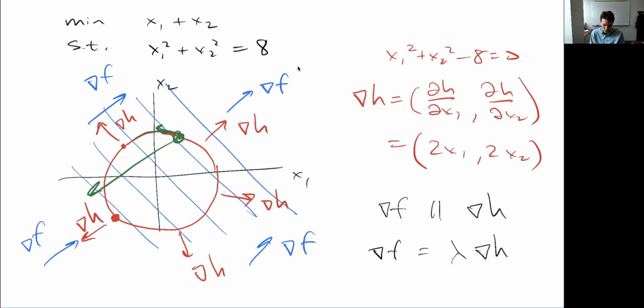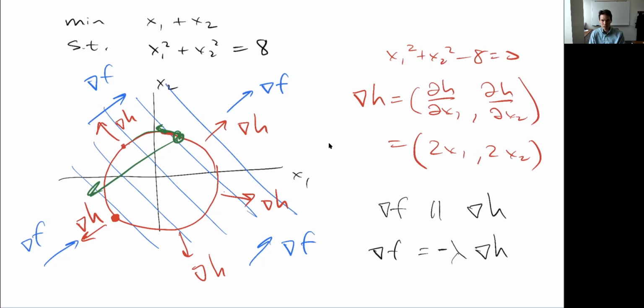And by convention, we're actually going to put a negative sign here. That didn't really change anything. It's true what we said. We could have defined lambda to be positive or negative, but this will be more consistent with what we're going to do with inequality constraints and our convention for inequality. So we're going to put a negative sign. So let's just go with that for now.